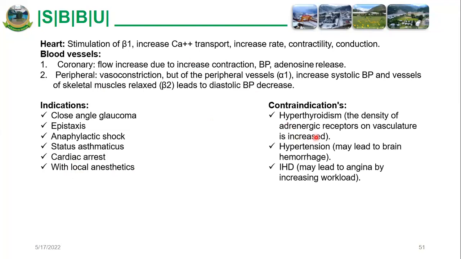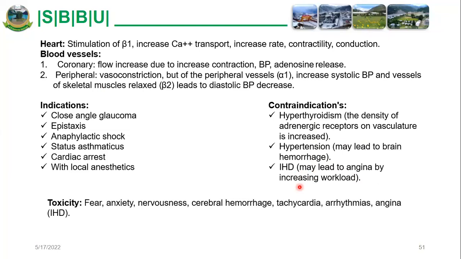Contraindications: hyperthyroidism, because the density of adrenergic receptors on vasculature is increased. Hypertension may lead to brain hemorrhage as the systolic blood pressure increases. IHD, ischemic heart disease, may lead to angina by increasing workload. The toxicities are fear, anxiety, nervousness, cerebral hemorrhage, tachycardia, arrhythmias, and angina in IHD.